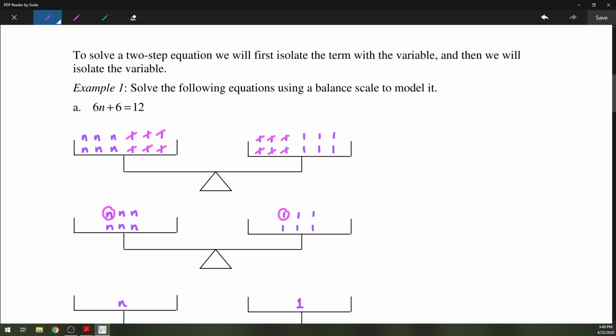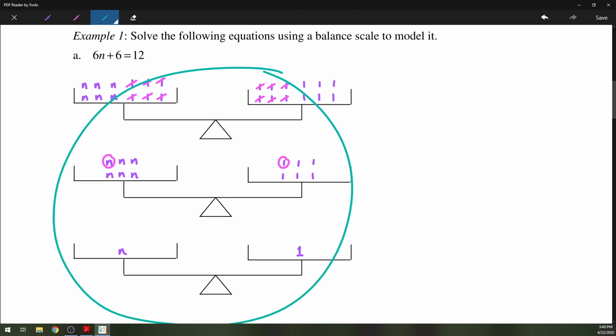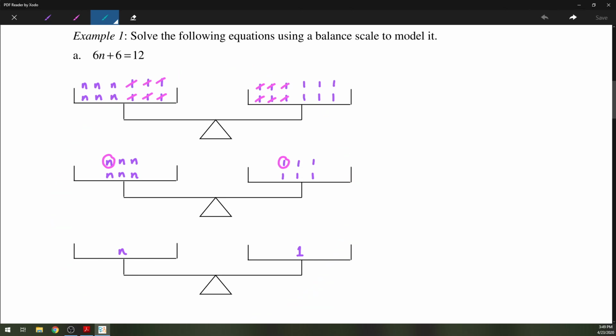So if we were to use an equation to show the same process that we just did with the balanced scale, we'll have 6n plus 6 equals 12. And then the first step that we took was to subtract 6 from both sides. So in the second step, we're left with 6n is equal to 6. Then to solve for n, we divided both sides by 6. So we have simply n equals 1.